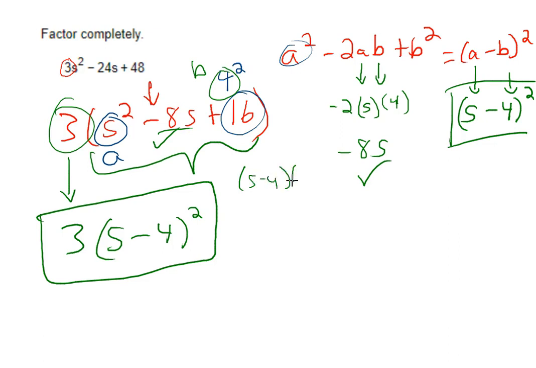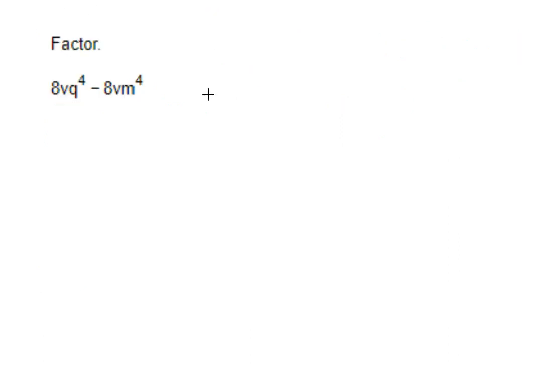You get s minus 4 times s minus 4, because those are the two numbers that multiply to 16 and add to negative 8. And then you can rewrite that using exponents, right? S minus 4 squared. So you could also use that method instead of using the formula. Right. Here, factor out the common factor, which will be 8v, and that leaves me with q to the 4th power minus m to the 4th power.